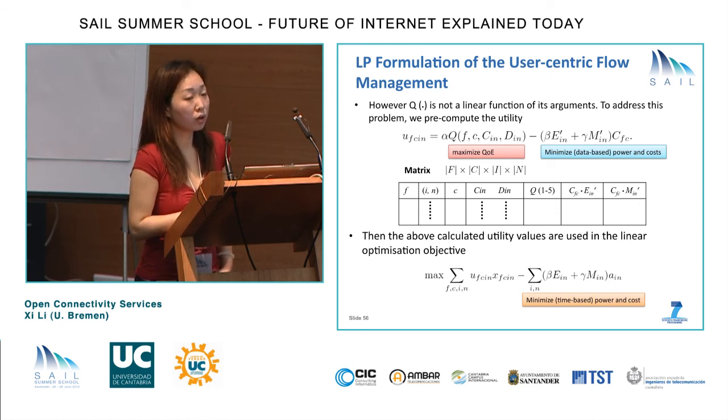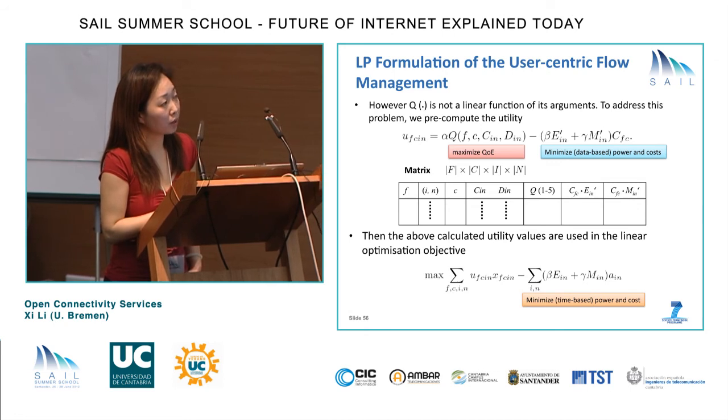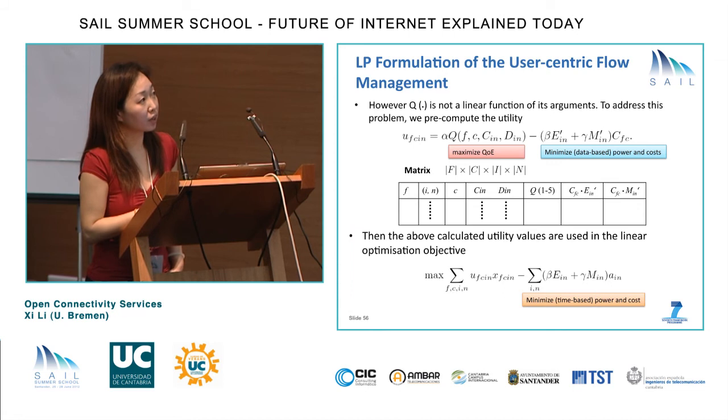With this pre-computation, we create a lookup table, which defines that for one flow with a link between interface I and network N, and with a certain configuration of the application flow parameters, and by assigning to this link a certain link capacity and delay, we will get this quality of experience, this consumption of the battery, and this cost related to the chosen capacity.